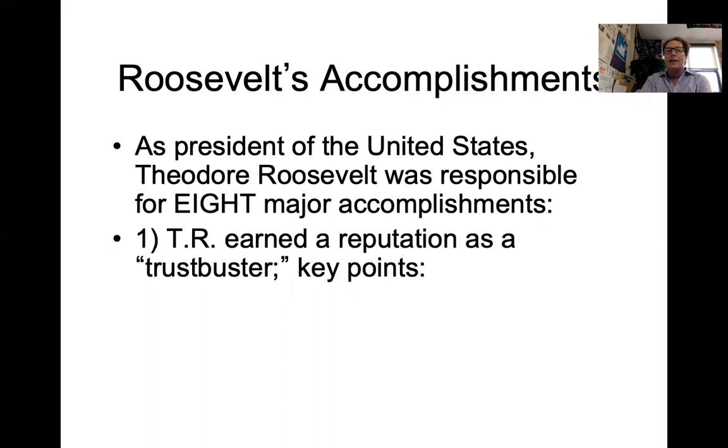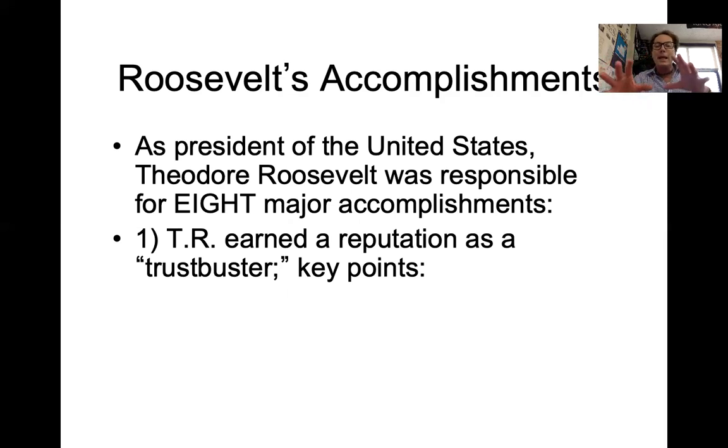All right, so number one, this is a big one because it ties in with him being the first of our progressive presidents. So Theodore Roosevelt, one of the things he's remembered for as an accomplishment as president is his reputation as being a trust buster. Now remember, trusts are a little bit different than monopolies.